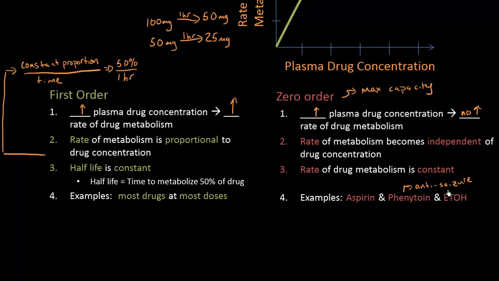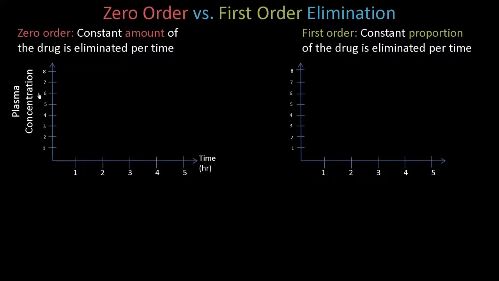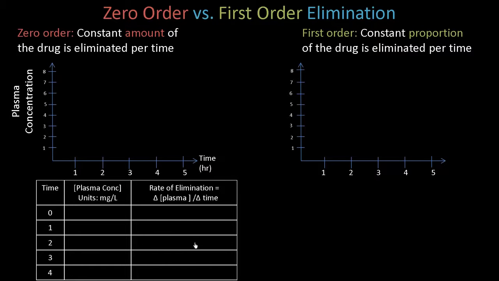So what we need to be able to do is differentiate first order from zero order kinetics with words like we did here, but we also have to be able to do it looking at a plasma concentration versus time graph. So we're going to use a little table to keep tabs here, and we're going to draw these points on this graph.